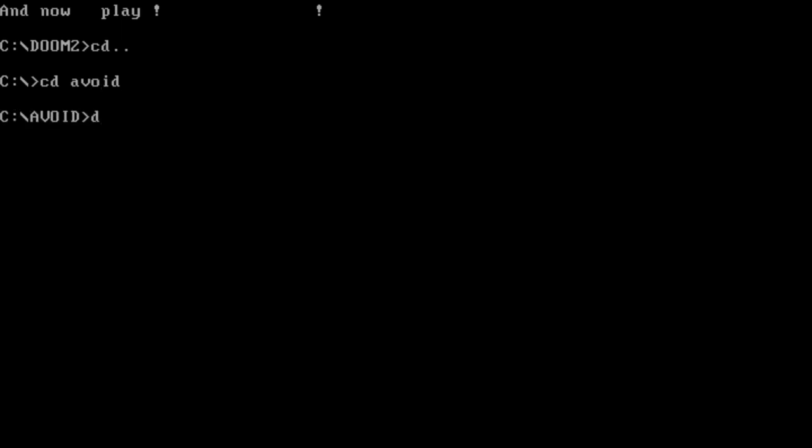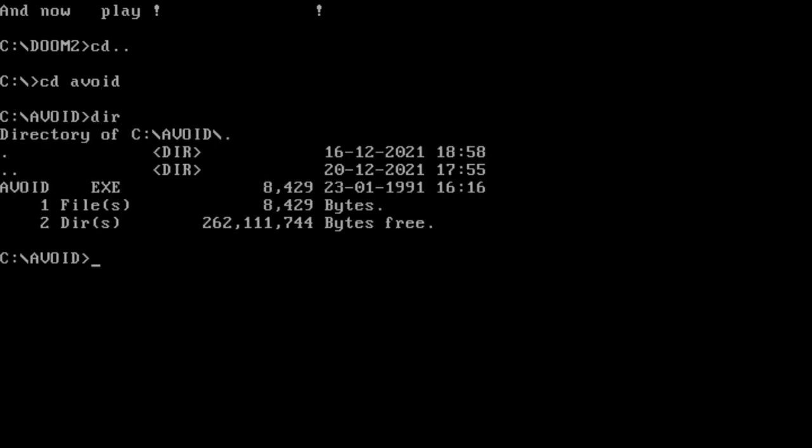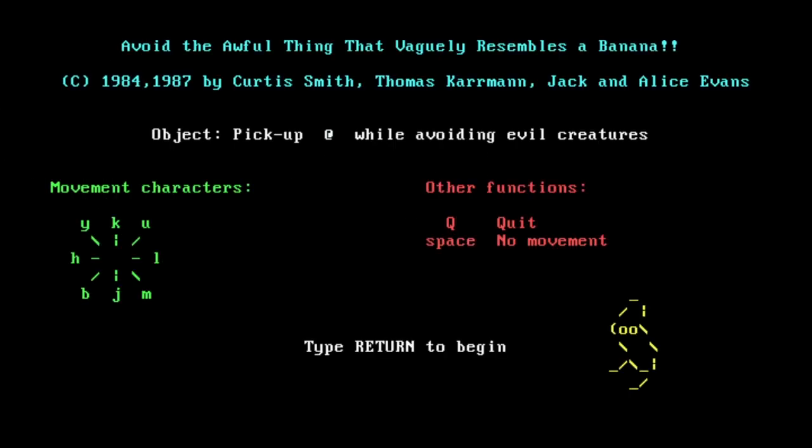Since this was pretty wacky, let's go back to something more sensible. Let's play the most obviously titled game of all time, Avoid the Awful Thing That Vaguely Resembles a Banana. This was somehow made by four people in 1984 to 1987. Well, what the hell is that movement pattern?